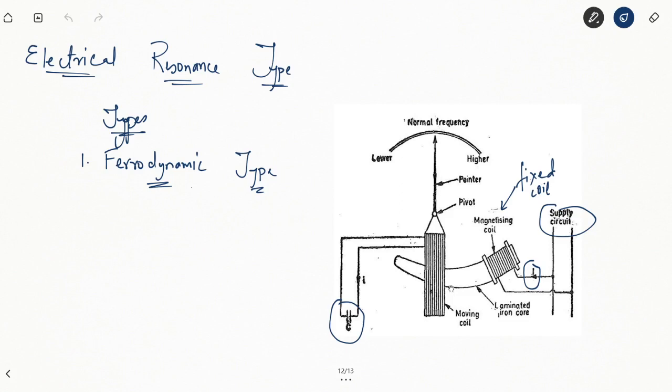So that's all about this ferrodynamic type frequency meter device. So we have studied today the magnetic resistance type and the electrical resistance type. We still have the electrodynamometer type, the Western type to study. That we'll do in the next session.